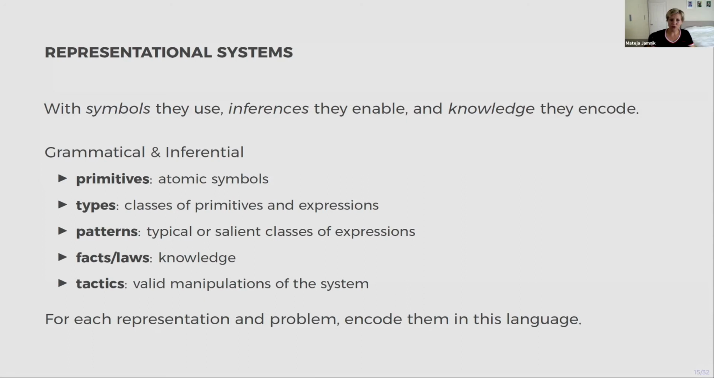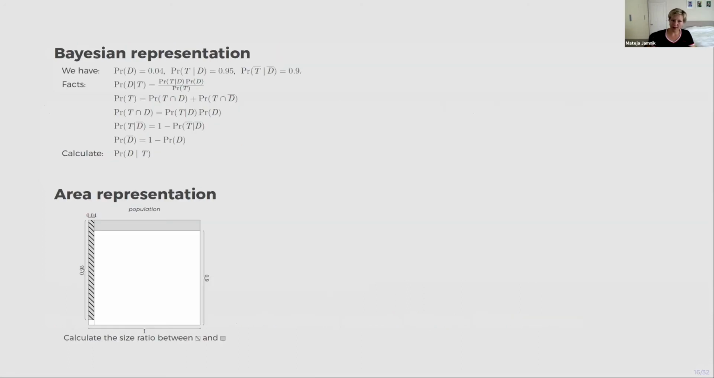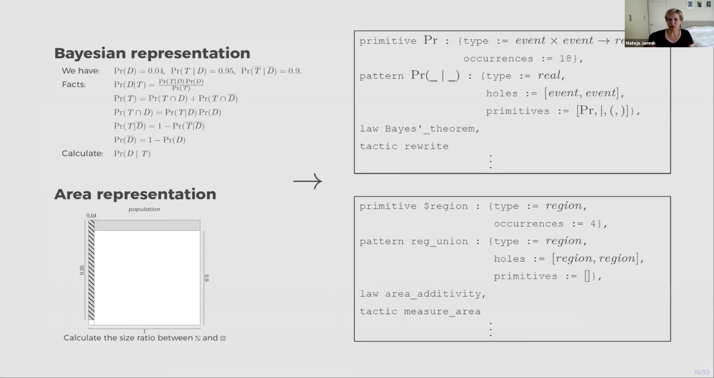So going back to my examples of Bayesian and area representation, how would that look in our language? Well, it would look very much like this, but with a lot more detail. So what can we notice here? You can see that we have here the primitive probability, which coincides with that. What else do we see? We have Bayesian theorem here, which was one of the rules which we have here.